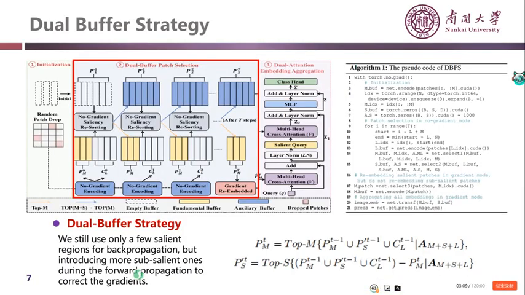And to address it, we propose a dual buffer strategy. We still use only a few salient regions for backpropagation, but introduce more sub-salient ones during the forward propagation to correct the gradients.